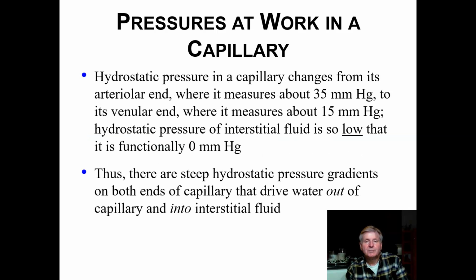So your hydrostatic pressure in the capillary will change from the arterial end, where it measures 35 millimeters of mercury, to the venular end, where it measures 15. Your hydrostatic pressure of your interstitial fluid is very low, so it's functionally 0 millimeters of mercury. So there are steep hydrostatic pressure gradients on both ends of the capillary, and these are what drive water out of the capillary and into the interstitial fluid.